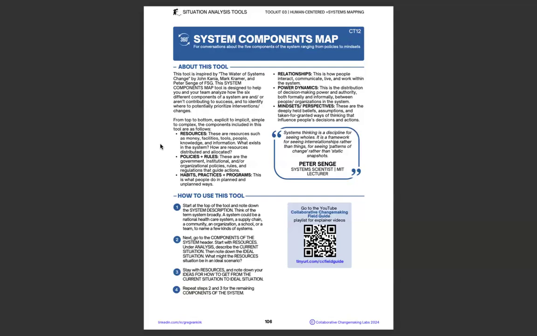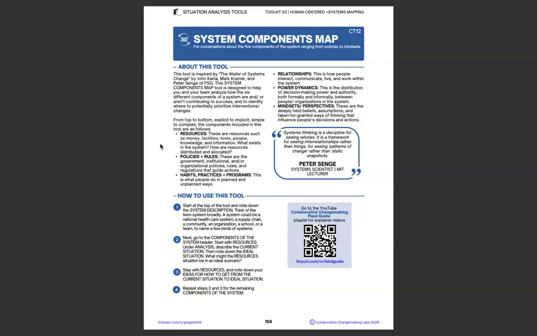Resources. So you want to know the resources within the system, right? These are resources such as money, facilities, tools, people, knowledge, and information. What exists in the system? How are resources distributed and allocated? So note that down. Policies and rules. These are the government, institutional, and or organizational policies, rules, and regulations that guide actions. So we want to know, what are those?